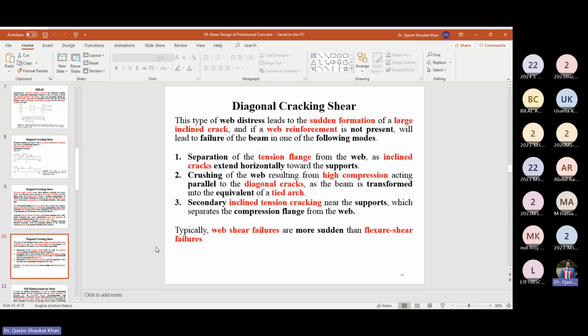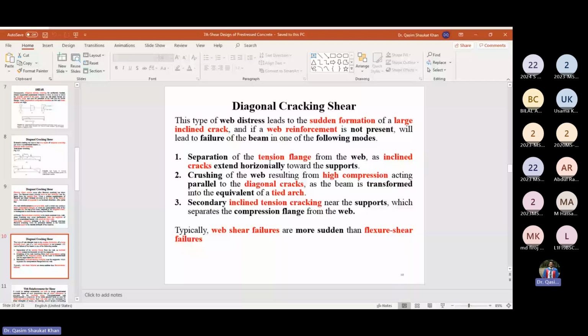We have seen that web distress can lead to the sudden formation of inclined cracks, which can lead to failure in these three possible ways. One is the separation of the tension flange. Second is crushing of the web. Third is tension cracking in the compression flange, which separates the compression flange from the web.